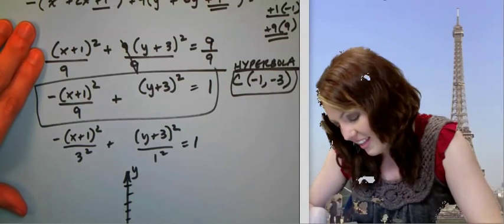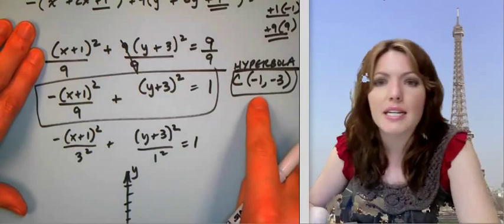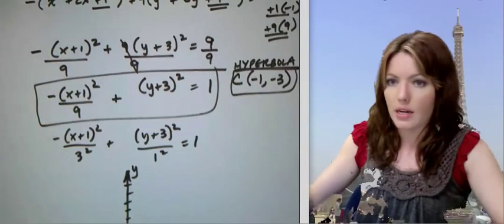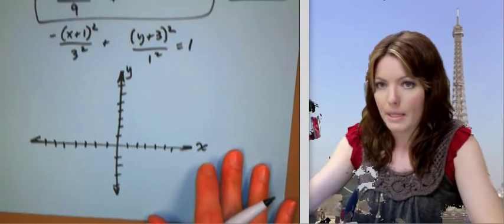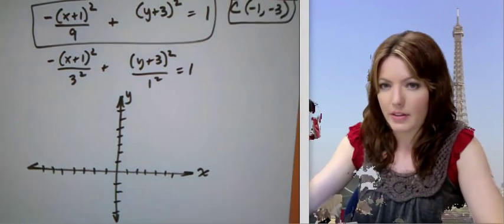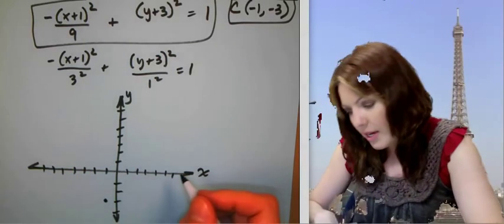Okay, so here we go. The center, like we said, is at negative 1, negative 3, and I just realized that you all couldn't see that, so let's move it up a little bit. Let's get the center in there. Okay, so here we go. Negative 1, negative 3 as the center.